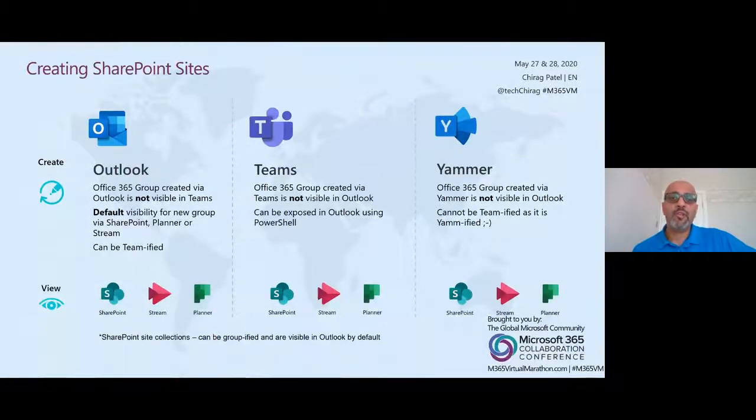So when you create SharePoint sites, there are 3 places you can do that here. Whether that's within your Outlook as the Outlook groups, or Microsoft Teams, or even within Yammer. They do the same thing: they create the Microsoft 365 groups in the background. But when you view them, depending on which apps you're in, if you're in SharePoint, you're going to be able to see them from all these places, as well as from Stream and Planner.